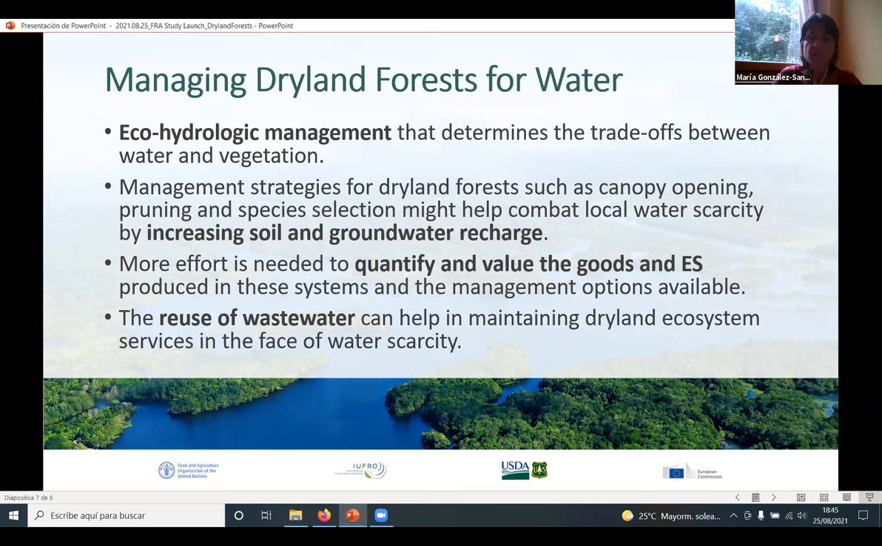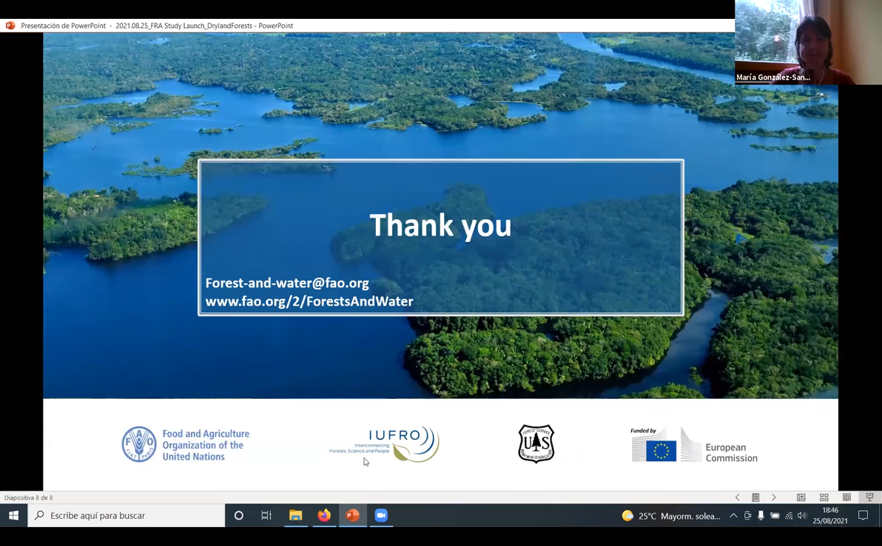Even though more efforts here are needed to quantify and value the goods and ecosystem services that these forests provide in order to enhance or to empower their management, because they are already forgotten ecosystems in terms of management, as they are considered as low productive. And also here, the reuse of treated wastewater, for instance, for agriculture, is a great help to maintain dryland ecosystem services in the face of water scarcity. And thank you very much.